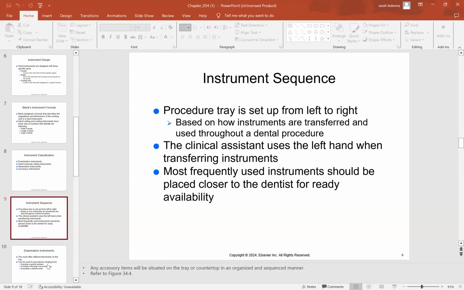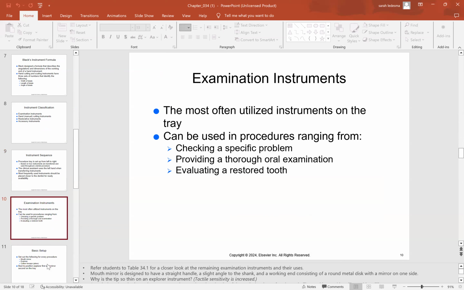The procedure tray is set from left to right based on how instruments are transferred and used throughout the dental procedure. The clinical assistant uses the left hand when transferring instruments. Most frequently used instruments should be placed closer to the dentist for ready availability. With our examination instruments, these are most utilized, and these can be in a wide range of procedures like checking specific problems, so our limited oral exams or exams in general, and then also elevating a restored tooth.